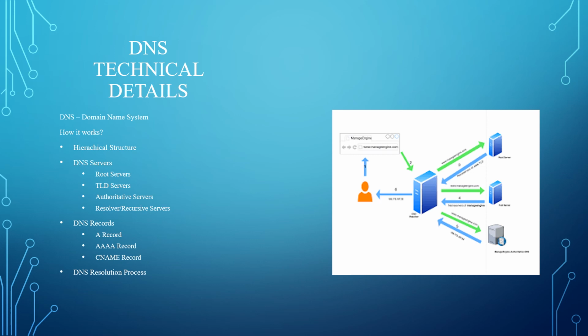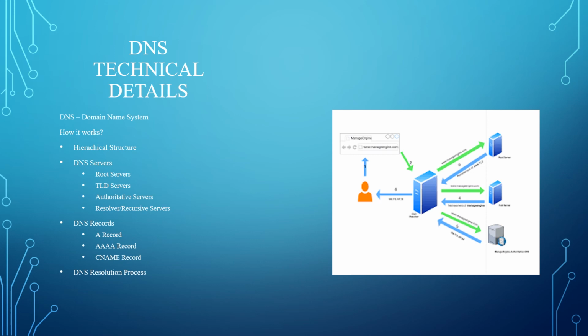Some technical details about how DNS works. You first have a hierarchical structure. The DNS system is organized in a hierarchical structure with a root domain at the top. Below the root domain are top-level domains, TLDs, like .com, .org, .net, and country code TLDs like US, UK, and CA, Canada. Beneath TLDs, second-level domains, SLDs, are subdomains and individual host names.